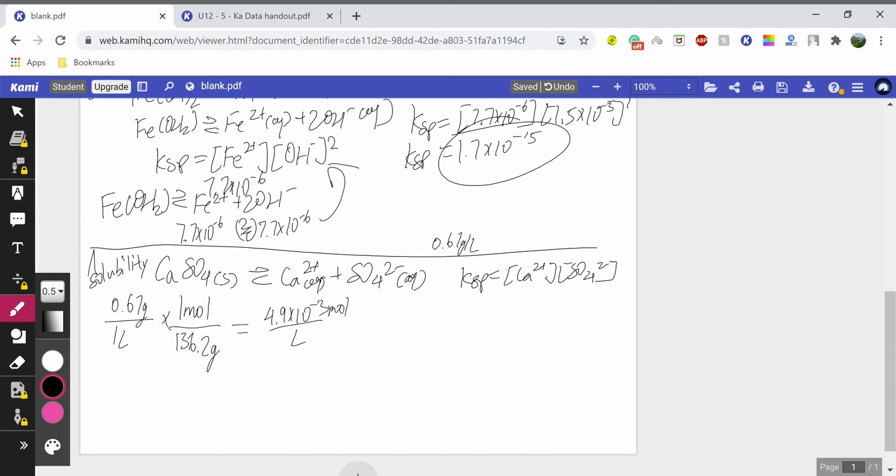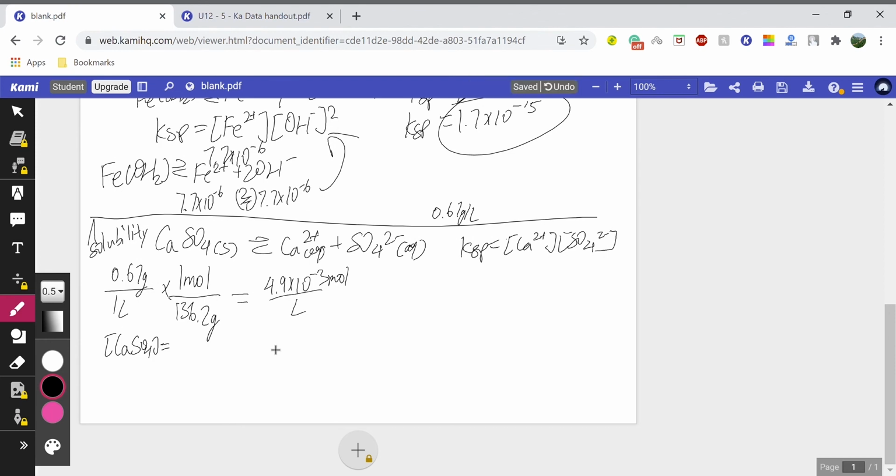And now we are given molar concentration. So at equilibrium, our concentration of CaSO4 is going to be equal to our concentration of Ca2+, which will be equal to our concentration of SO4 2-. So these two will be equal to each other, and we're given this much molar solution. So the concentration of Ca2+ is equal to the concentration of SO4 2-. Again, they're a 1 to 1 mole ratio. So which is why they're equal to each other, which is equal to 4.9 times 10 to the negative 3 molar.